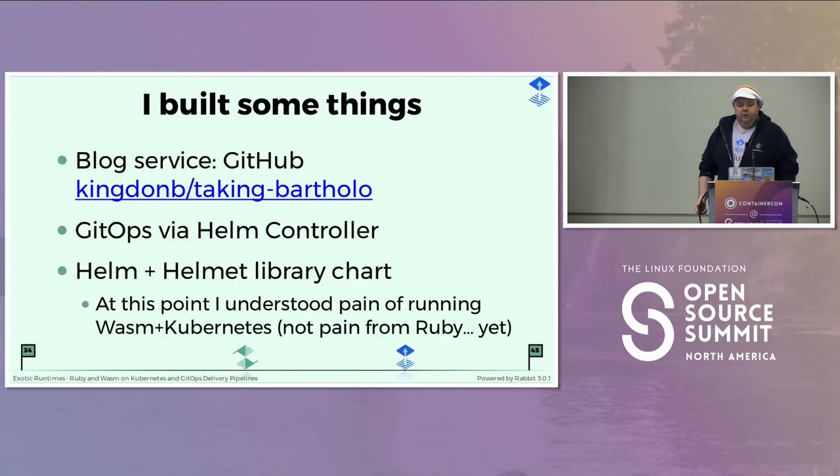And I deployed some stuff to it. I tried to figure out how to deploy. So, all right, forget Ruby. How do we deploy any WebAssembly at all? Let's say we're happy to lean on Spin. So I came up with a solution for how to deploy a Spin application that existed already called Bartholomew onto Kubernetes via GitOps.